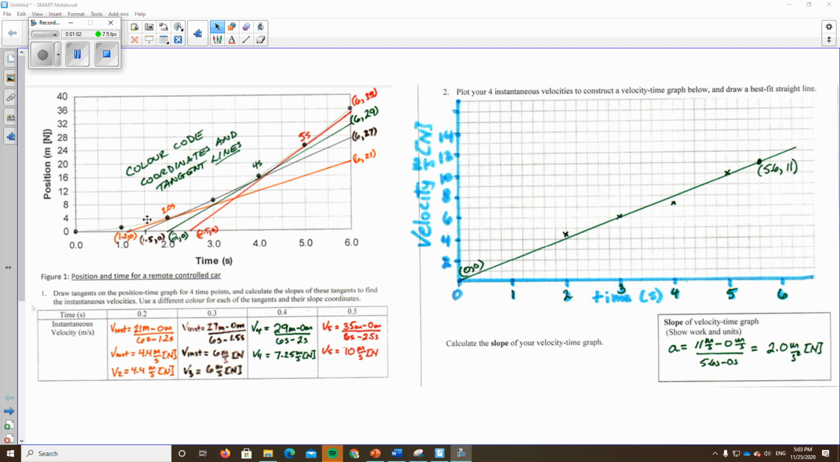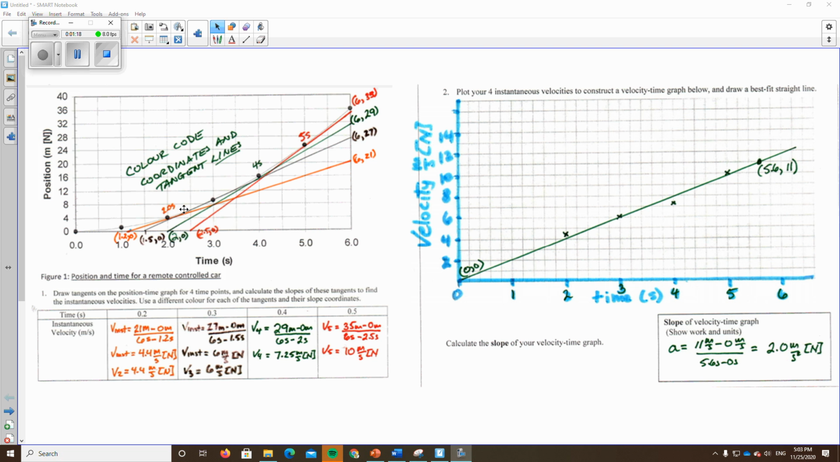Then you go into the next one. You're going to have the middle one here. This would be the 3-second data here. So again, same thing. You draw the tangent, color code, you calculate it down below. You do the same thing for 4 seconds, 5 seconds. You have all those data points here.